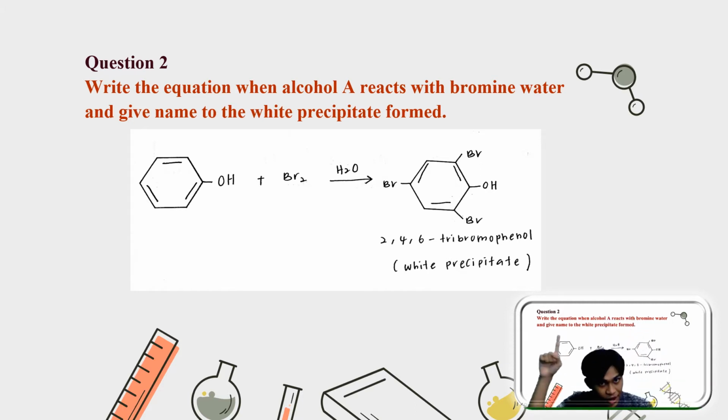The question says, write the equation when alcohol A reacts with bromine water and give the name of the white precipitate formed. Based on this question, we know the alcohol that will give a positive result is phenol, and we know that alcohol A is a phenol. Phenol, when it reacts with bromine water, will give 2,4,6-tribromophenol. 2,4,6-tribromophenol is the name of the white precipitate. That's all for me. I hope it's all clear and I will pass it to the others.